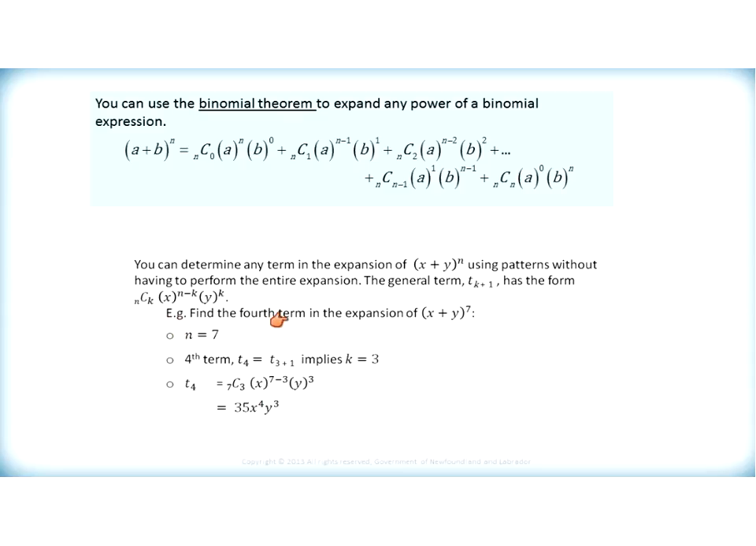For example, if you're asked to find the fourth term in this expansion, you need to think about the fourth term. C(7,0) is the first term, C(7,1) is your second term, C(7,2) will be your third term, C(7,3) would be your fourth term. So if I'm looking for the fourth term, C(7,3) is simply x to the power of 7 subtract 3, y to the power of 3. C(7,3) is 35, x to the power of 4, y to the 3. You're going to see me do another example or two of that.